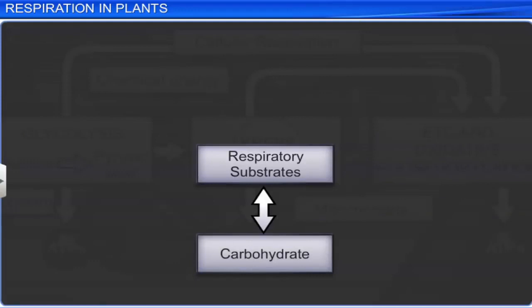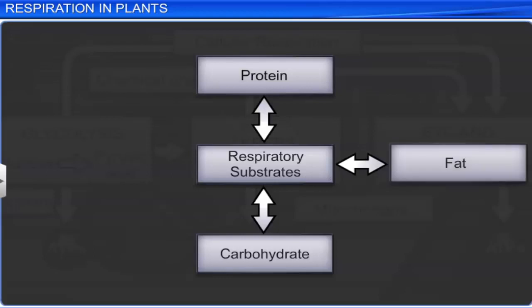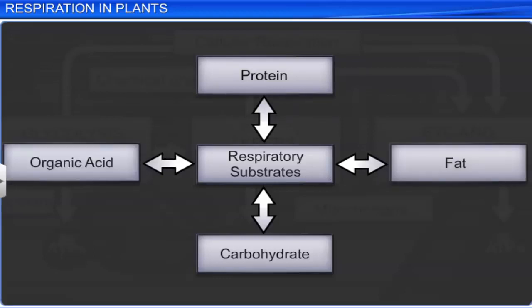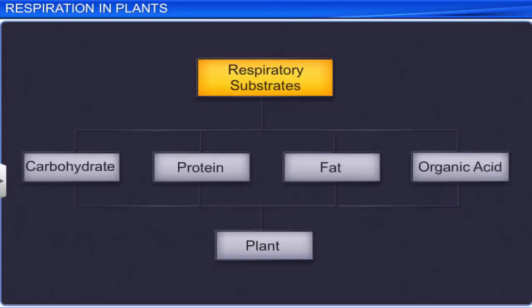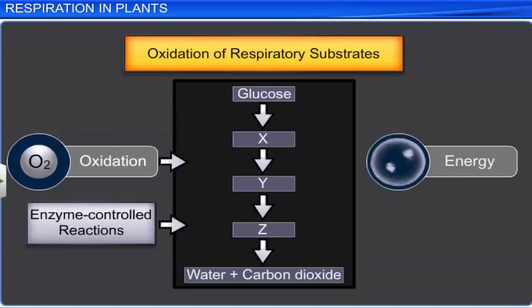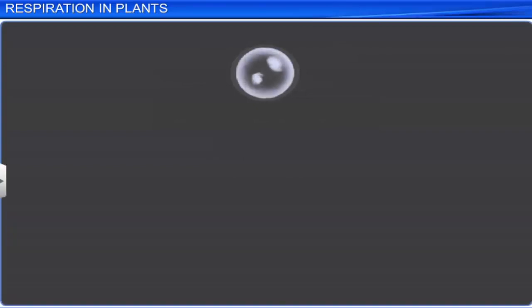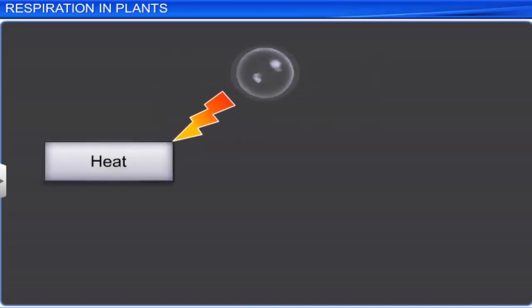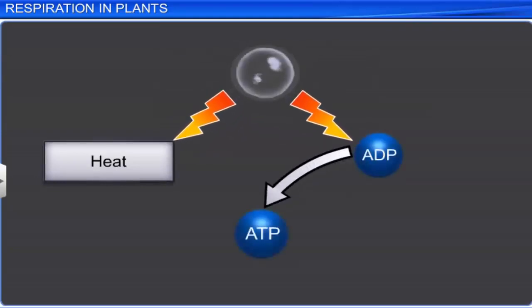Carbohydrates are the usual substrates for cellular respiration, but proteins, fats, and other organic acids are also used by plants in certain conditions. During the oxidation of respiratory substrates, energy is not released directly in the cell. Instead, it is released slowly in a series of steps controlled by several enzymes. While a small part of the energy is released as heat, most of it is used for synthesizing adenosine triphosphate, or ATP, a high-energy molecule.